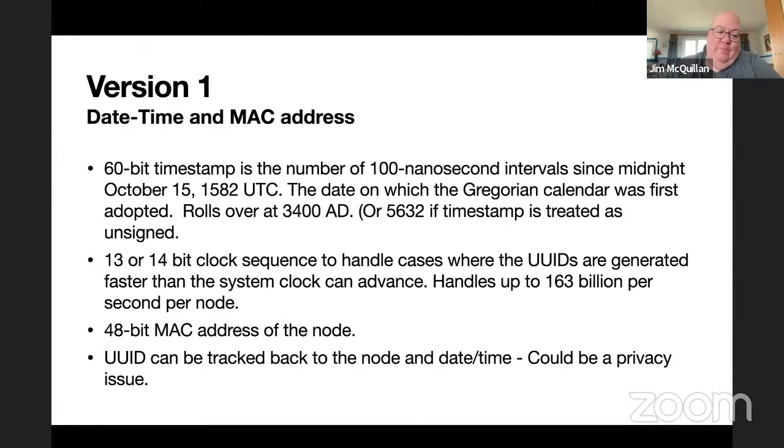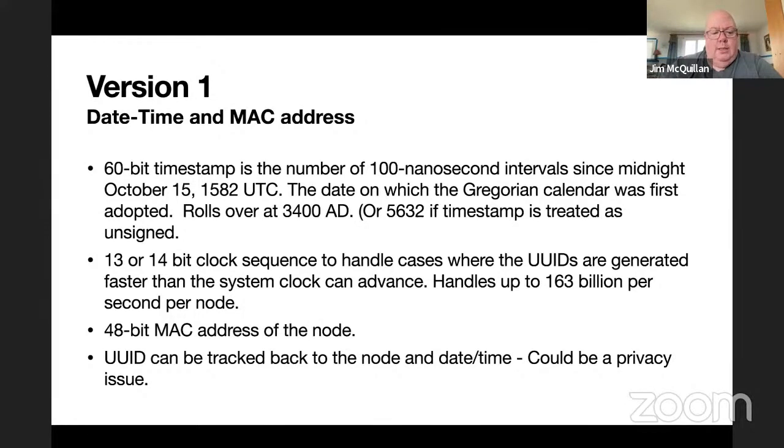So anyway, with that 13 or 14-bit sequence, we can handle up to 163 billion UUIDs per second per node. That's a lot of UUIDs. And the last field is the 48-bit MAC address of the node. And I'll show you in a little demonstration exactly that is what it is.